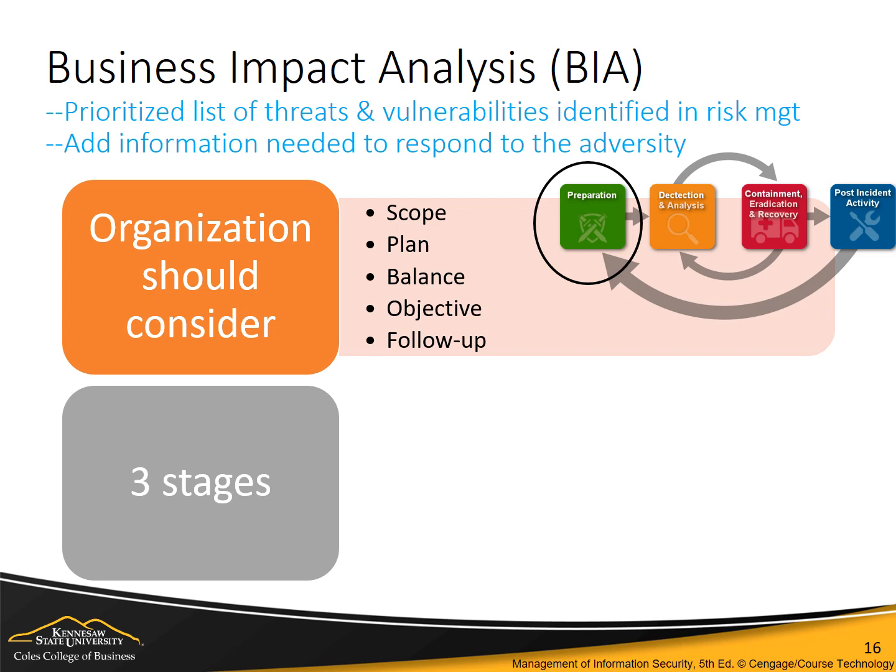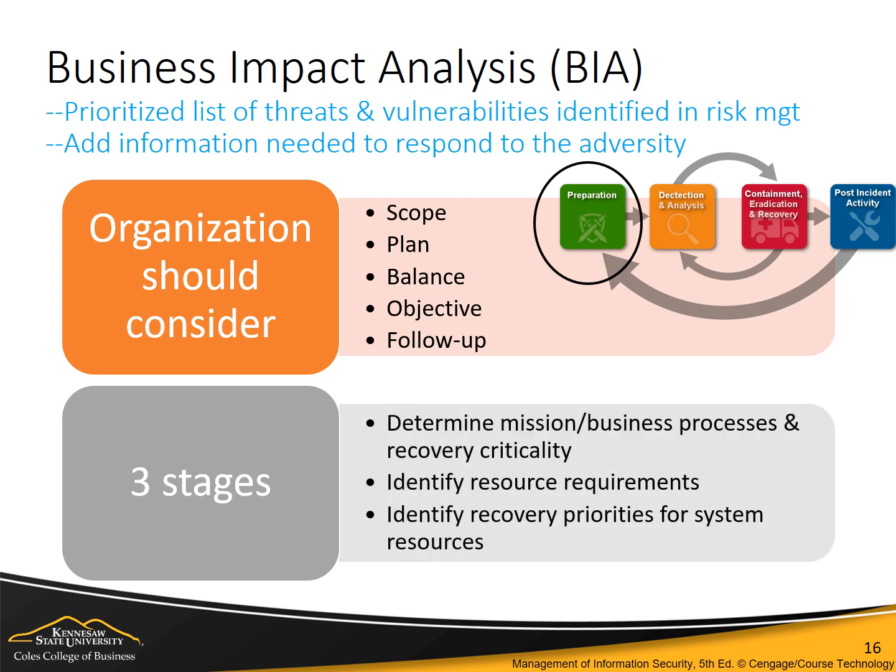According to NIST SP 800-34 Revision 1, the Contingency Planning Management Team conducts the BIA in 3 stages. 1. Determine mission, business processes, and recovery criticality. 2. Identify resource requirements. And 3. Identify recovery priorities for system resources. Some recoveries are more important and vital than others. Let's look at each of these stages in more detail on the next few slides.